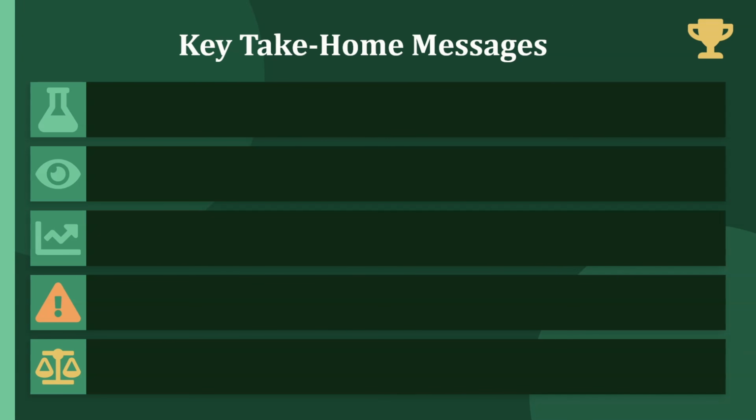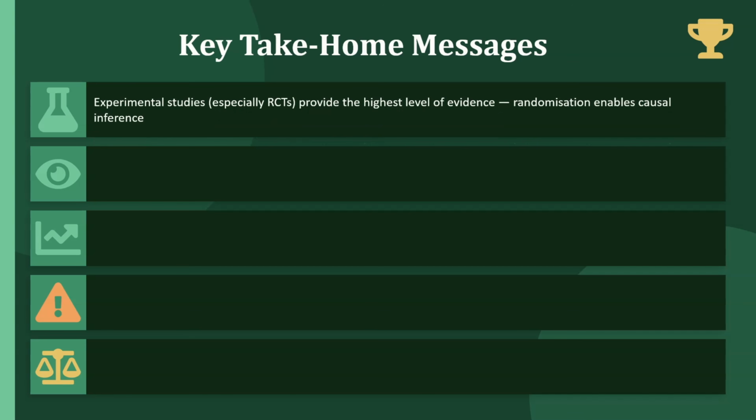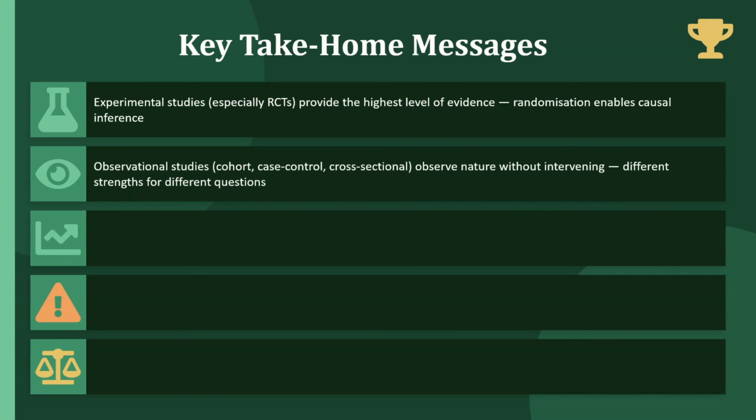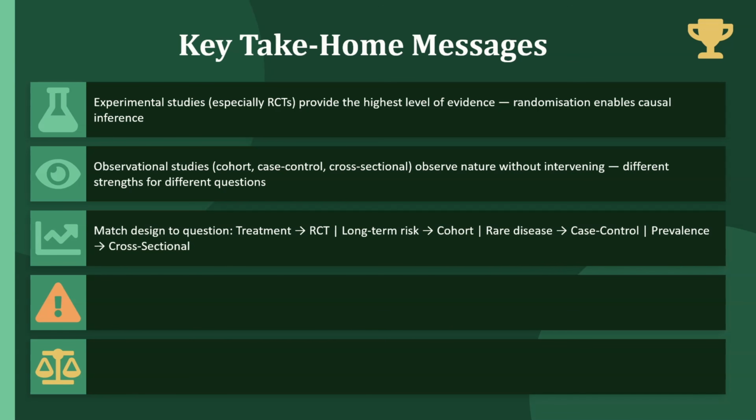Time to wrap up. 1. RCTs are the gold standard because randomization enables causal inference. 2. Observational studies: cohort, case control, cross-sectional. Each has a unique strength. Cohort for long-term risk, case control for rare diseases, cross-sectional for prevalence. 3. Match your design to your question. Treatment, RCT. Etiology, cohort or case control. Burden of disease, cross-sectional.